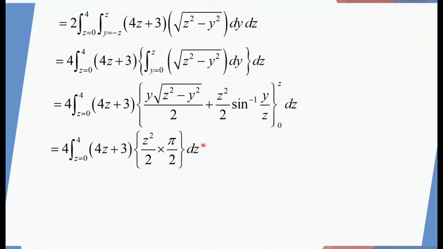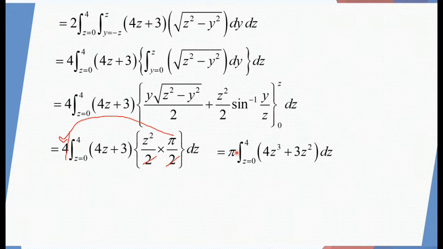So it is z square by 2 and sin inverse 1. And when 1 arises in the sin inverse, it arises at pi by 2. So it is z square by 2 into pi by 2. Now see, 2 times 2 is 4, and this 4 is cancelled by this 4. And we can take this pi outside the integral.